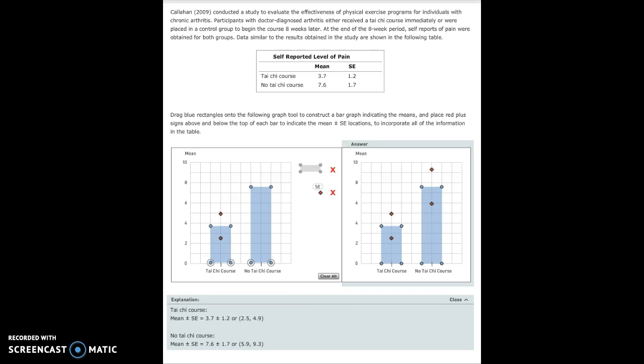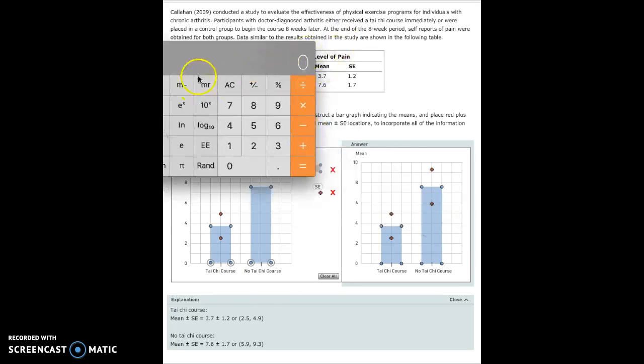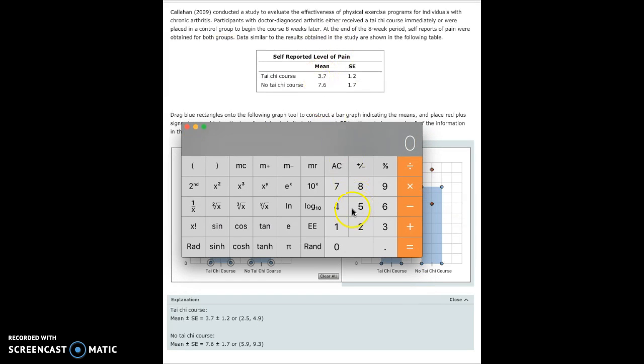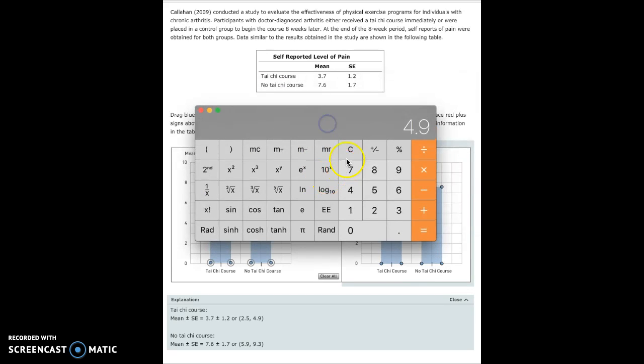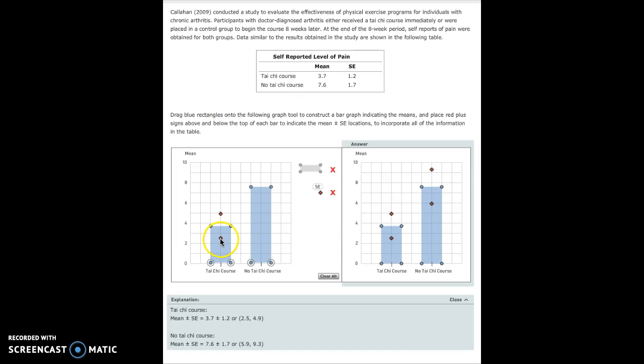Again, those values are coming from looking at the mean values. In this case, it was the 3.7. So we have 3.7 plus one standard error of 1.2. That gives us the 4.9 that we plotted here, 4.9. And then if we go below the mean, it's 3.7 minus 1.2. And that's where we got the 2.5. So those are our values here, 2.5, 4.9, and we're going to do the same here.